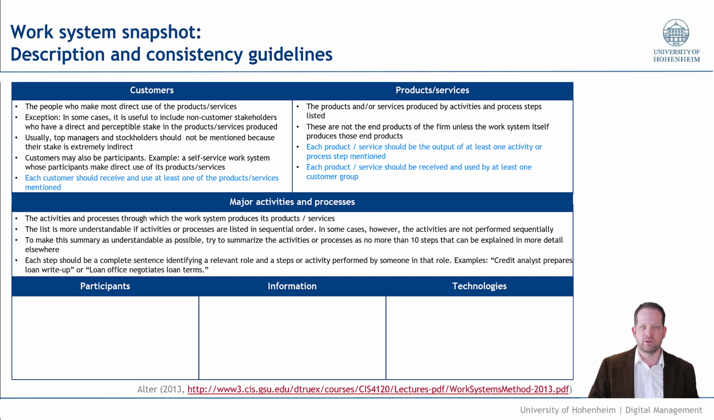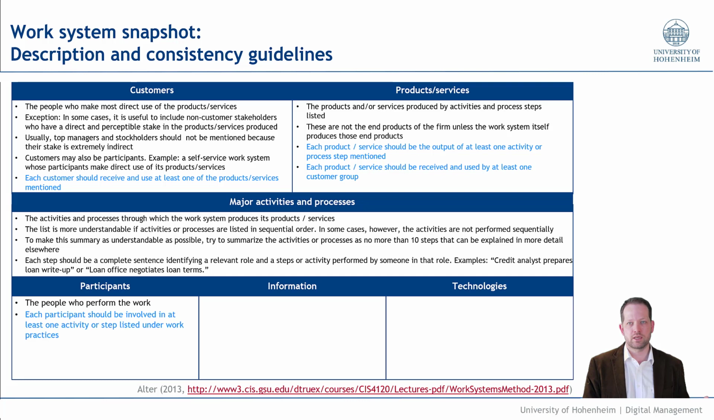If you only have one major activity or process, that might be under-complex, but potentially in a very simple work system, that might be the case. But if it's an excessive number, 20, 30, 40 major activities or processes, then you're probably not at the right level of abstraction yet. And each step should be a complete sentence identifying a relevant role and a step or activity performed by someone in that role. For example, the credit analyst prepares a loan write-up, or the loan officer negotiates loan terms, and so on. And you've seen many of these examples in the HR example.